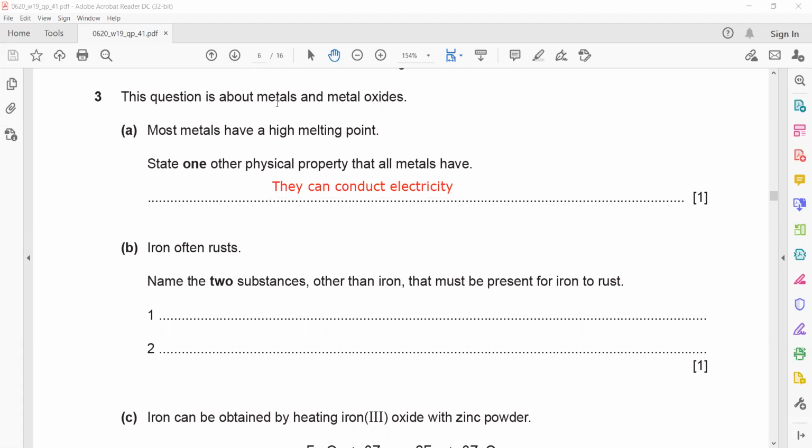Iron often rusts. Name 2 substances other than iron that must be present for iron to rust. So there should be water and oxygen for rusting to occur.